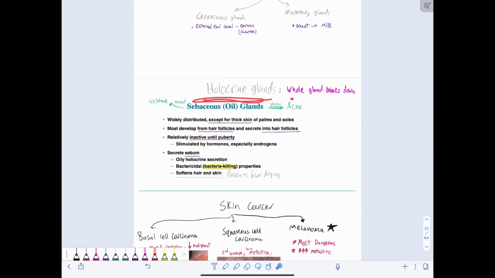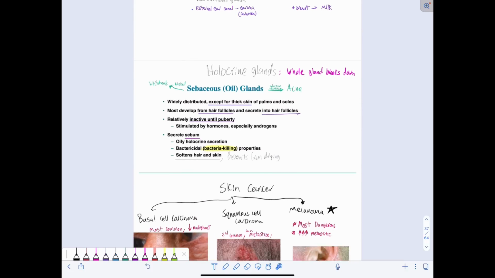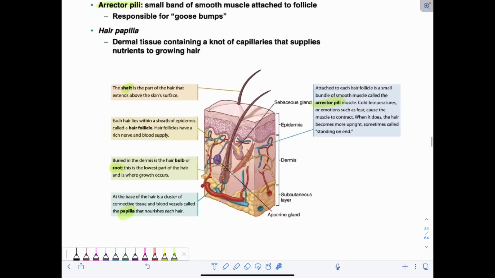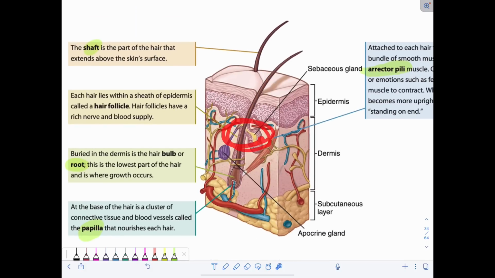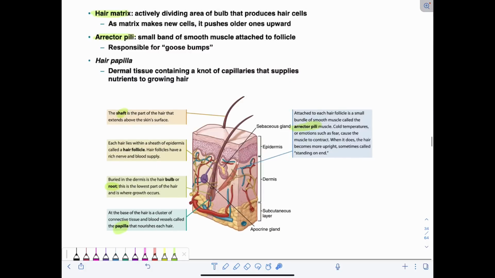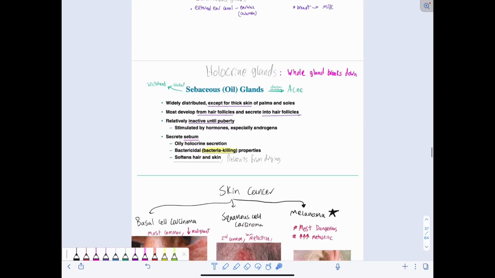Holocrine, the whole gland has to break down, right? So it has to die before it comes out. One type of holocrine is sebaceous oil glands. Sebaceous glands, also known as oil glands, produce this thing called sebum. This sebum acts as an antibacterial, it has bacteria-killing properties basically. And it's oily, so it's what prevents your hair and skin from drying out. And it tends to be always around the hair follicle. You can see here, that is a sebaceous gland. That's really the main takeaway there.